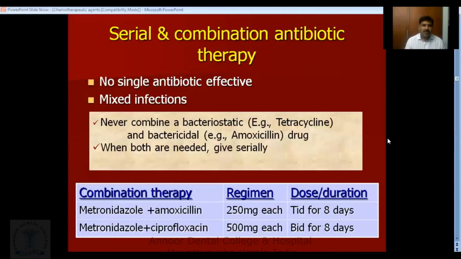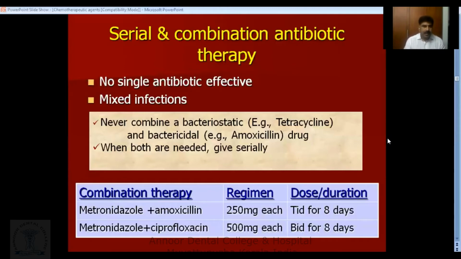One is you should never combine a bacteriostatic agent with a bactericidal agent. That is, you should never combine tetracycline with amoxicillin. Both are effective, but you should never combine them. Now, when both are needed, give them serially. First, you can start with tetracycline, one course of about 5 to 7 days. Then after that, you start with amoxicillin.